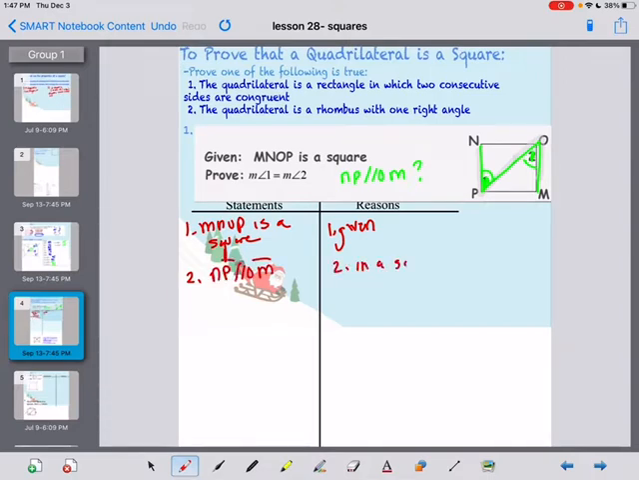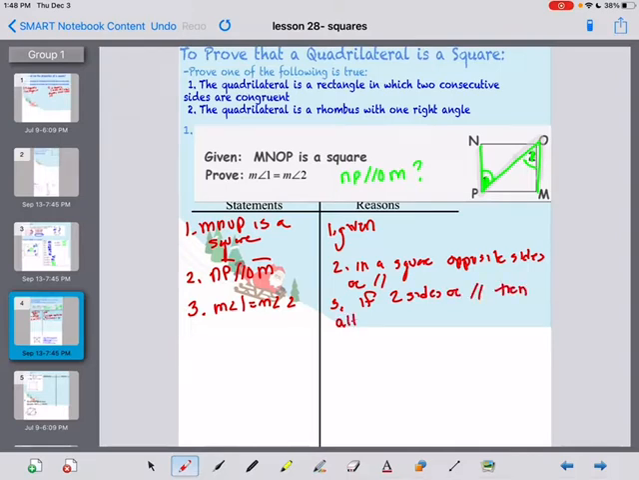Reason: in a square, opposite sides are parallel. Now I know that's a parallelogram property, and I guess you can say in a parallelogram, but you were given a square. So if you're going to say parallelogram, then you have to actually add a step saying a square is a parallelogram. To save yourself the time, just say in a square opposite sides are parallel, because that is also true. And then from here, I can say the angles are congruent or equal, because if two lines are parallel, then alternate interior angles are congruent. Done. Not so bad.